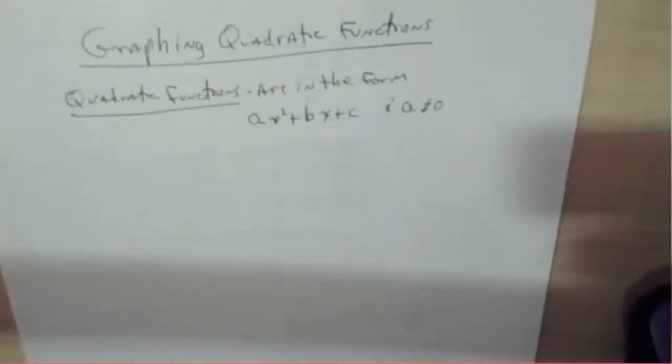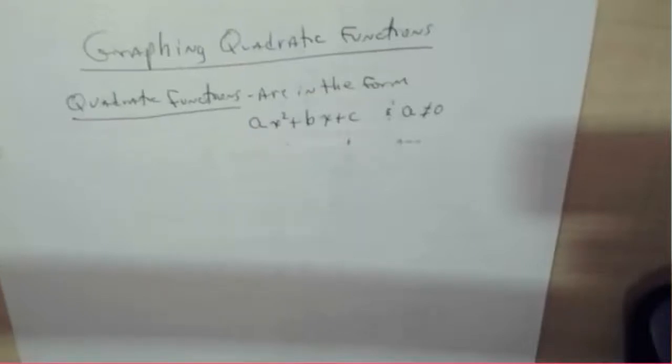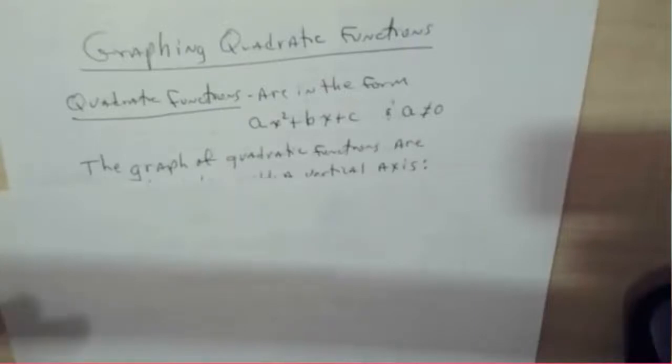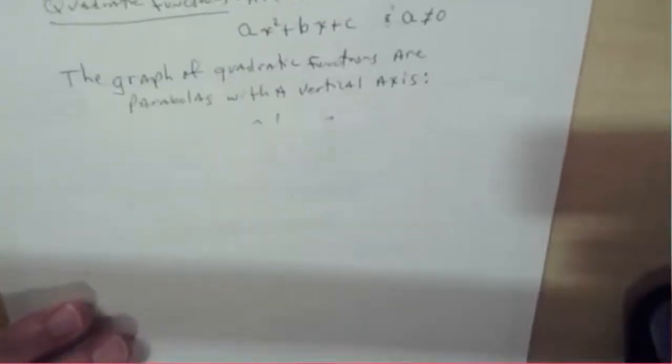Quadratic functions are always in this form. I know always is a long time, but they're in the form ax squared plus bx plus c, where a, b, and c are numbers, of course. But a cannot be 0. The graph of a quadratic function is a parabola. A parabola is a kind of U-shaped thing, either going up or down, with a vertical axis. And what does that mean? I'll show you in just a second.